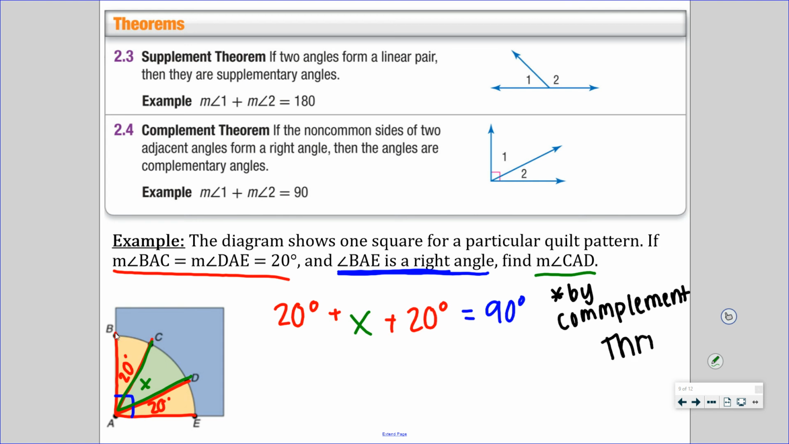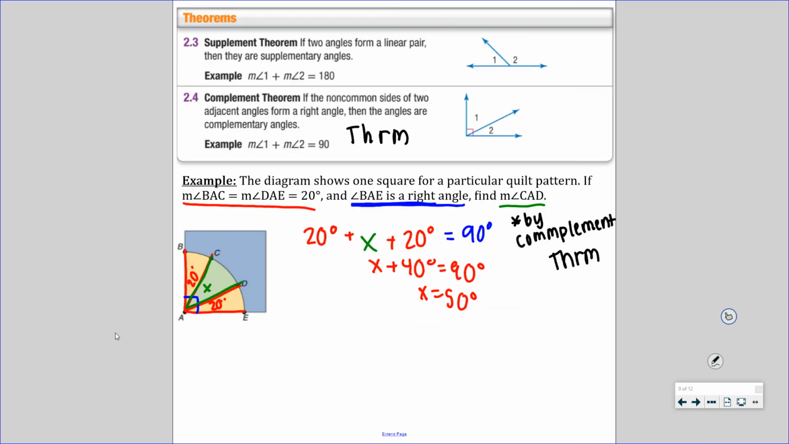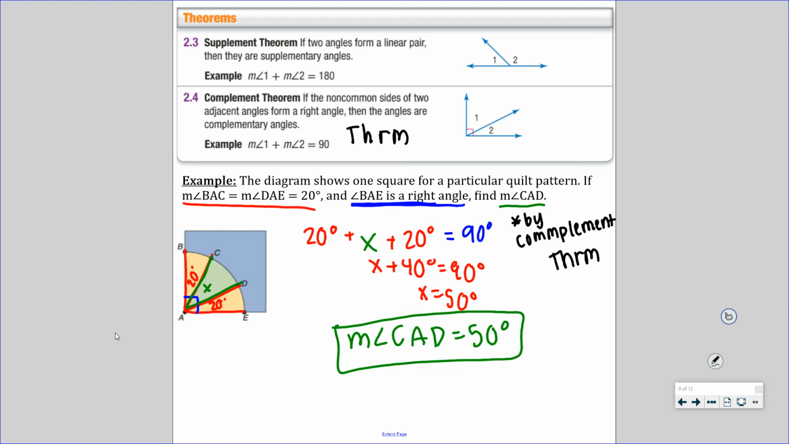I often abbreviate theorem like this: THRM. So if you ever see that, that's short for theorem. Okay, let's quickly solve this. We get x to be 50. And because that's what we called angle CAD, we called it x, that angle would be 50. Told you you'd like this lesson. Basically stuff we've already done before.